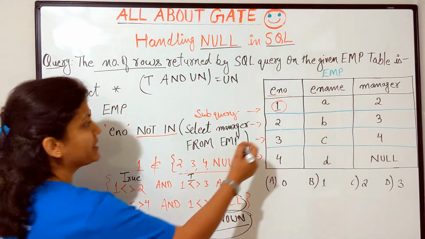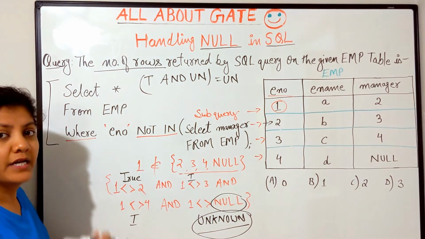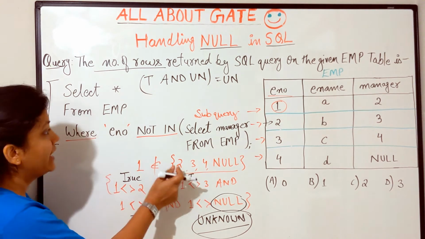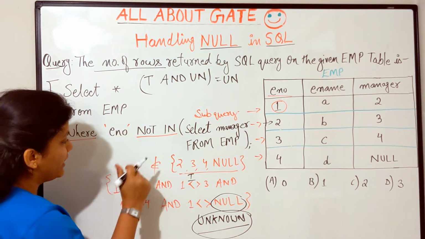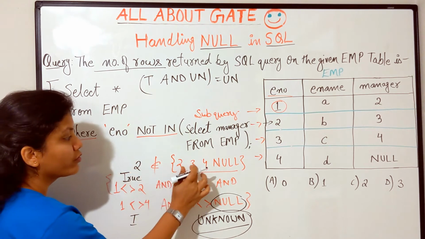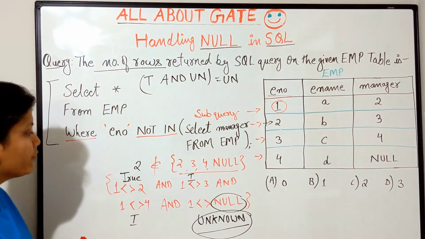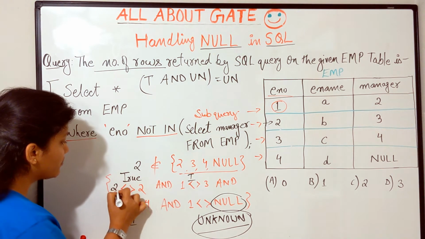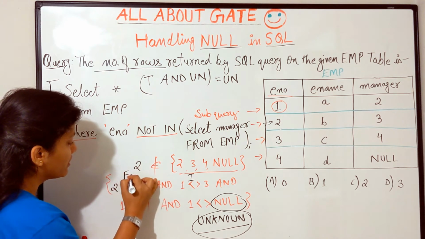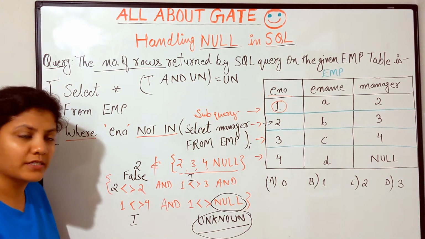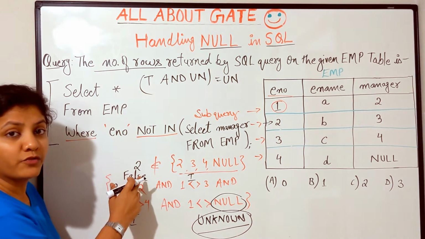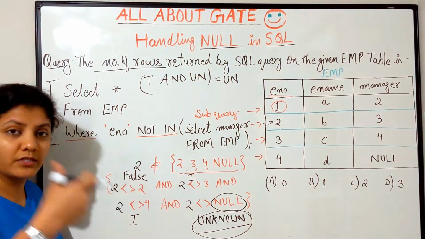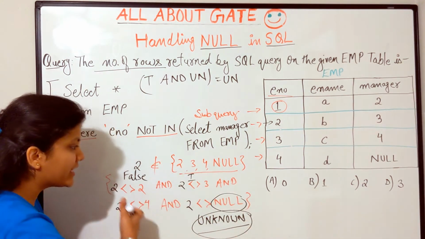Alright. Now let's move forward to the next tuple, 2. 2 is very much present in this set. The condition is, now let's take 2 should not belong to 2, 3, 4, null. Now many of you will say, ma'am, 2 is not equal to 2. This will result in false. Correct? It will result in false. And once it results in false, because this is an AND clause, you need not go further. The very first sub-condition gave you false, so the entire statement becomes false.